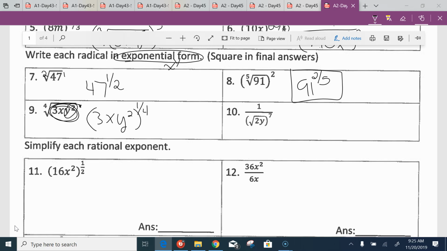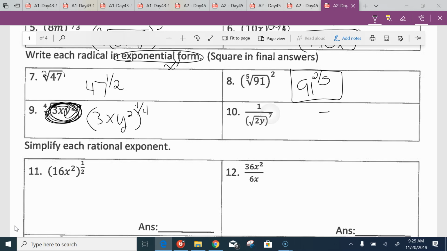A lot of students want to multiply the 2 times the 1, which really wasn't necessary, and threw everything else off. It didn't multiply everything else times 1/4. So remember, whatever's in the radical symbol, you have 1 of those, unless there's parentheses on the outside telling you there's different amounts. Number 10, we have a fraction, so I know we have a negative exponent.